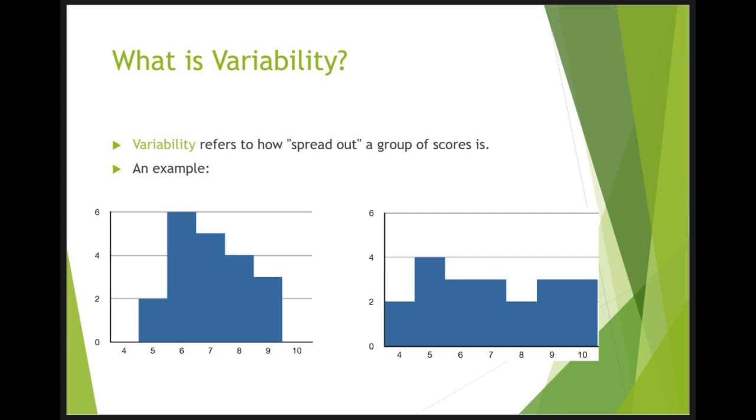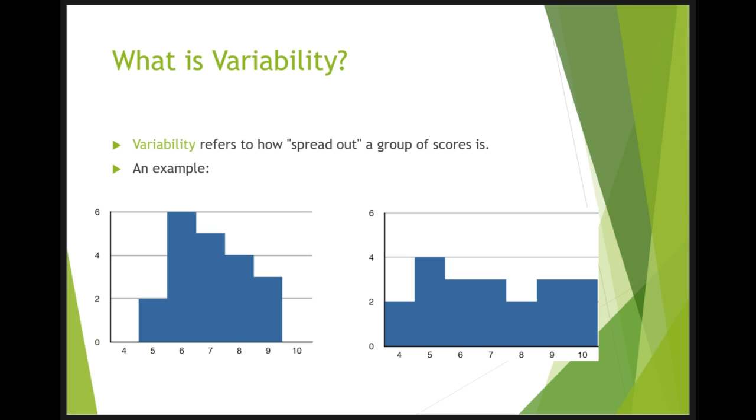What is variability? In general terms, it refers to how spread out a group of scores is. You will often hear the terms variability, spread, and dispersion used interchangeably. They all refer to how spread out a distribution is. For example, let's look at the two distributions of classroom test scores shown here.